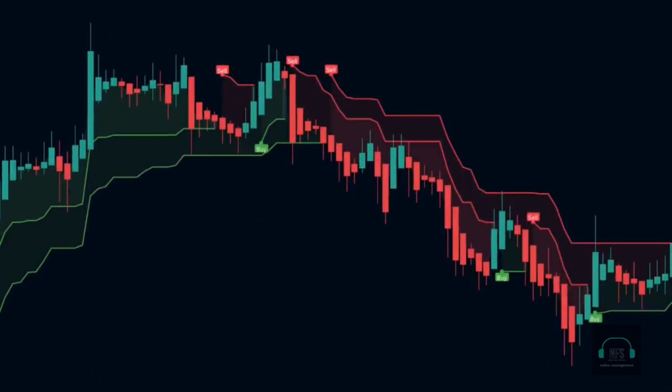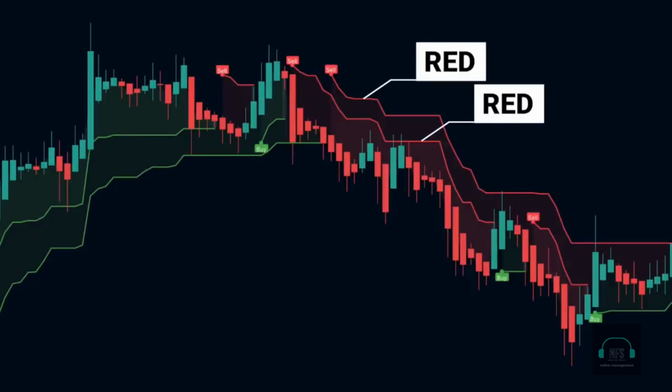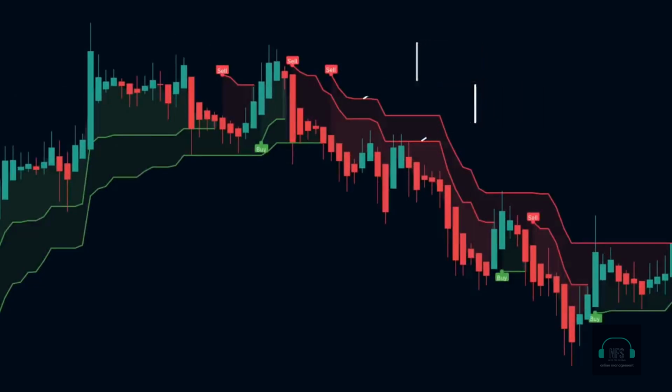Now let's look at the selling rules. The rules for selling are also very simple. We want to see both the SuperTrends turn red. We will enter at the signal and we will exit when both of the SuperTrends turn green.